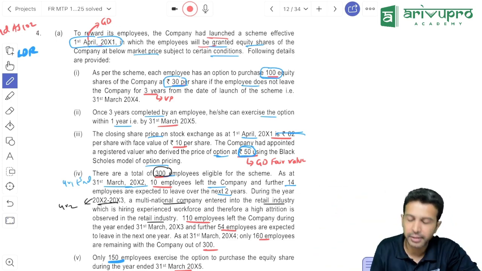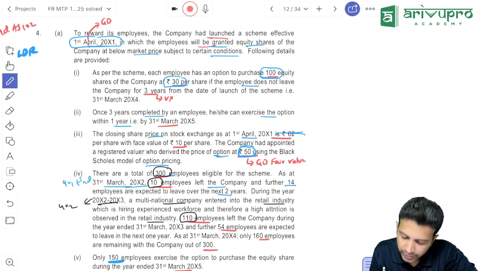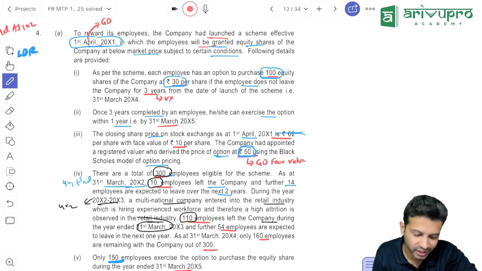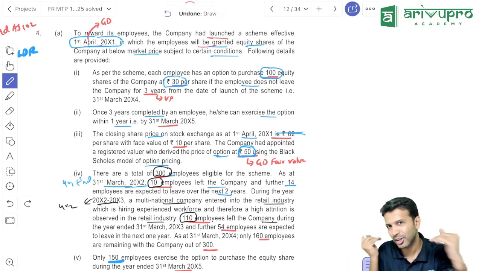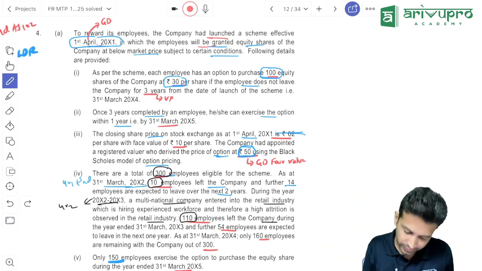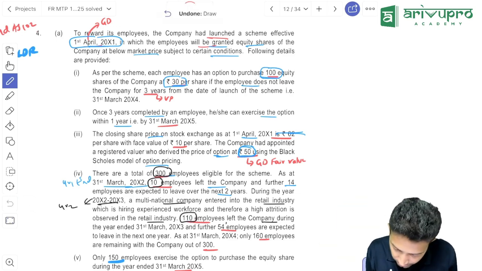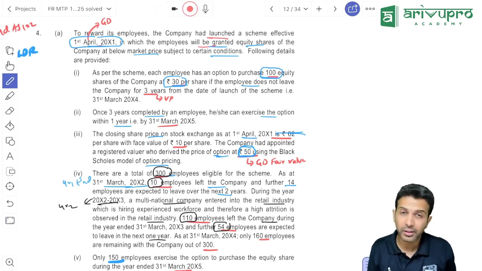So in 300 employees, 10 employees actually left in the first year. 110 employees left the organization in the second year. Huge, right? Because of that big MNC coming in, 110 employees left in the second year, 10 already left in the first year. And a further 54 employees are expected to leave in the third year. So how many employees are expected to stay?